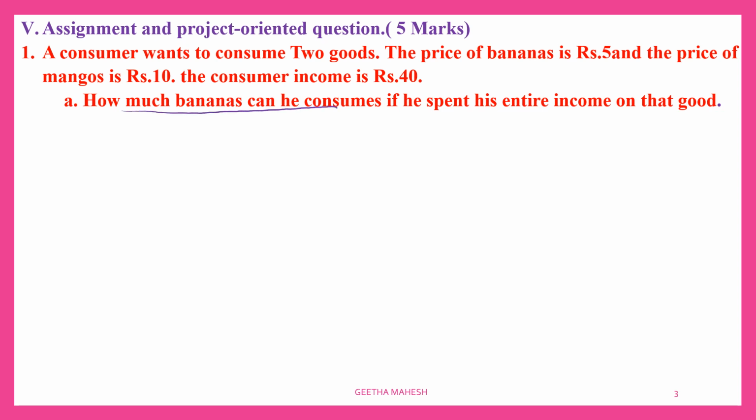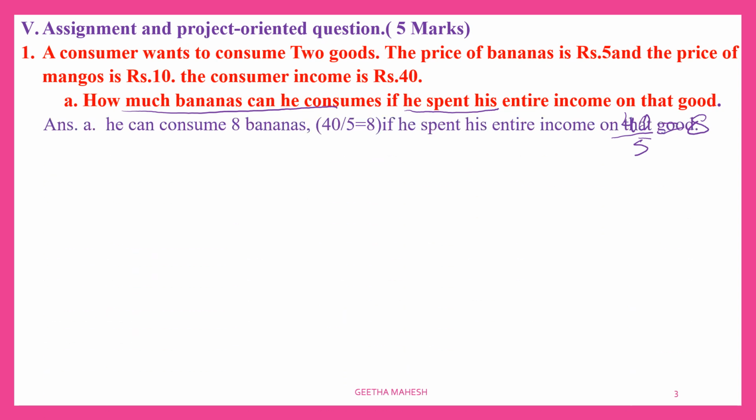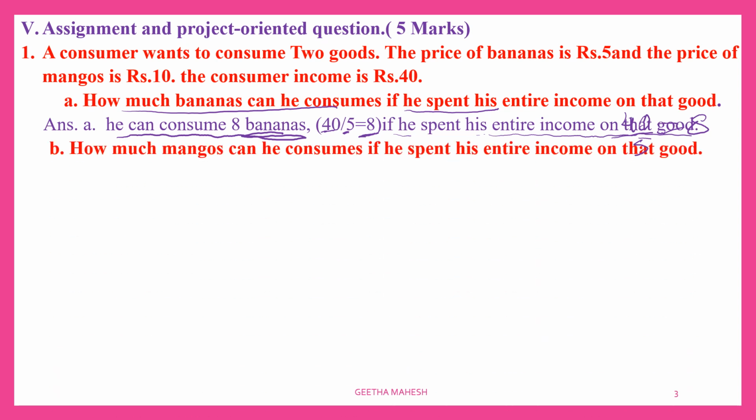How many bananas can he consume if he spends his entire income on that good? So the income of the consumer is 40 and the price of banana is 5. So 40 divided by 5 is equal to 8. So 8 bananas he can consume if he is going to spend his entire income. What is the income of the consumer? 40. And what is the price of banana? 5. So 40 divided by 5 equals 8. So if he spends his entire income on bananas, he can buy 8 bananas.